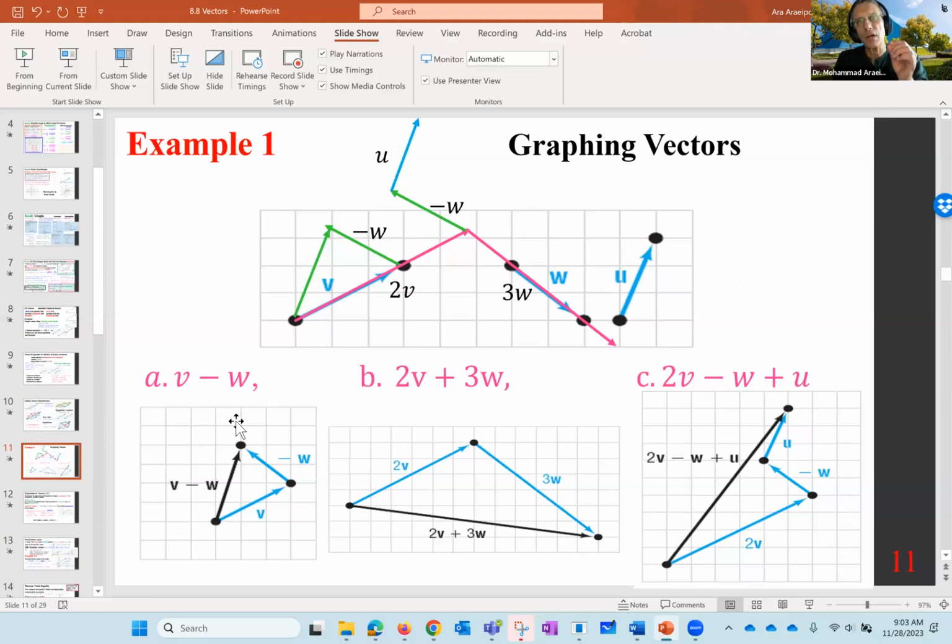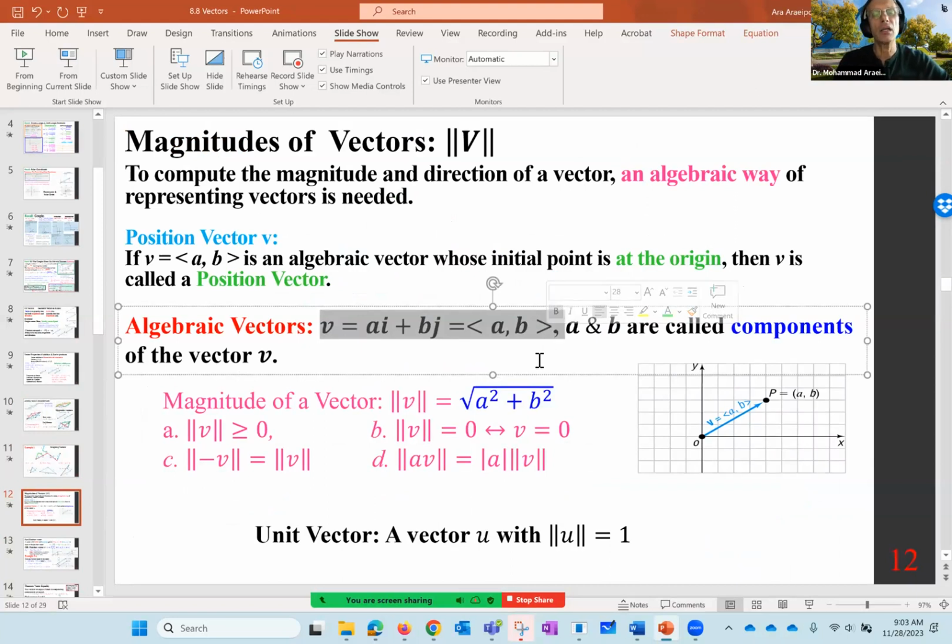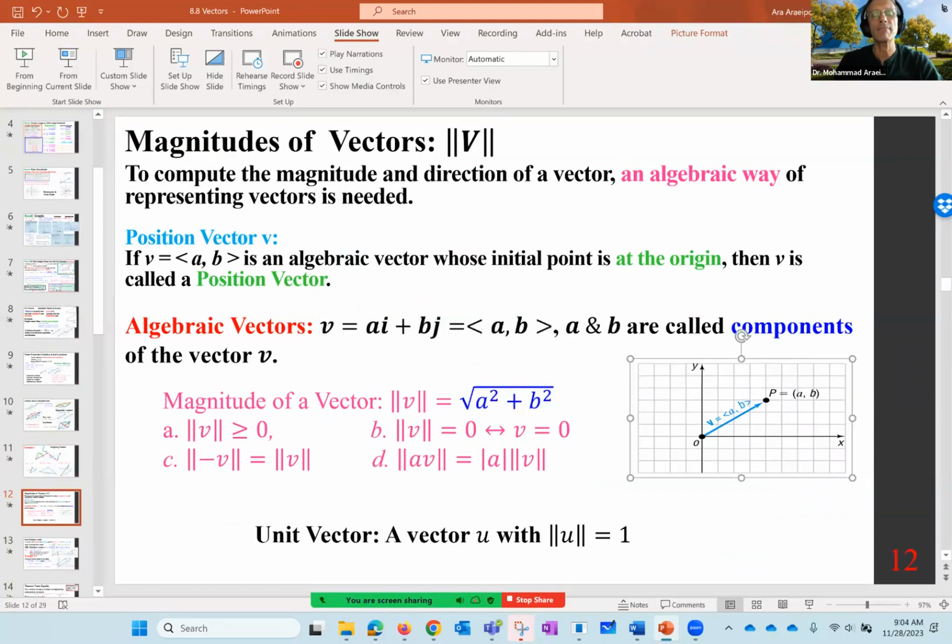And they have the same size. They are equal, again, parallel and the same direction, because they could be parallel in opposite direction. That is the negative of a vector. Magnitude of a vector is calculated as the square root of a squared plus b squared, where a and b are components. So we represent it as ai plus bj, as you can see from the graph as well.